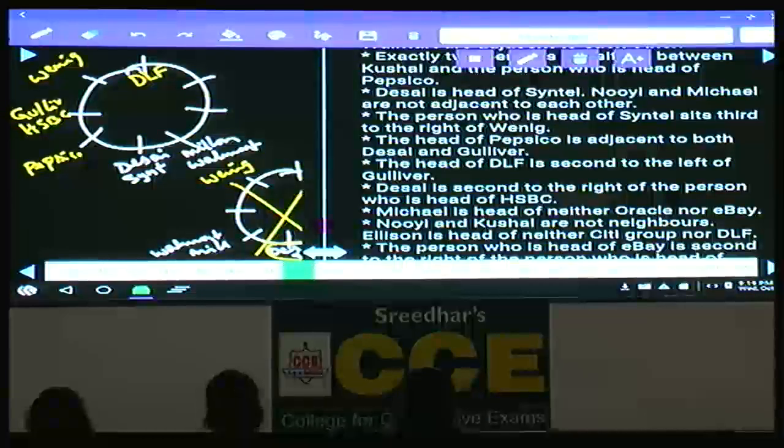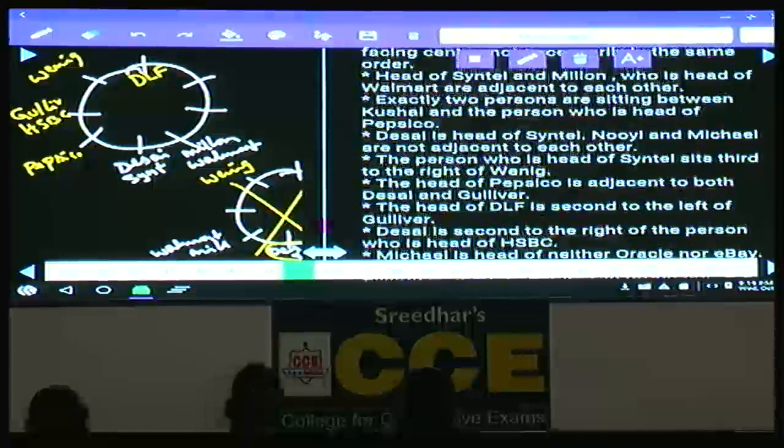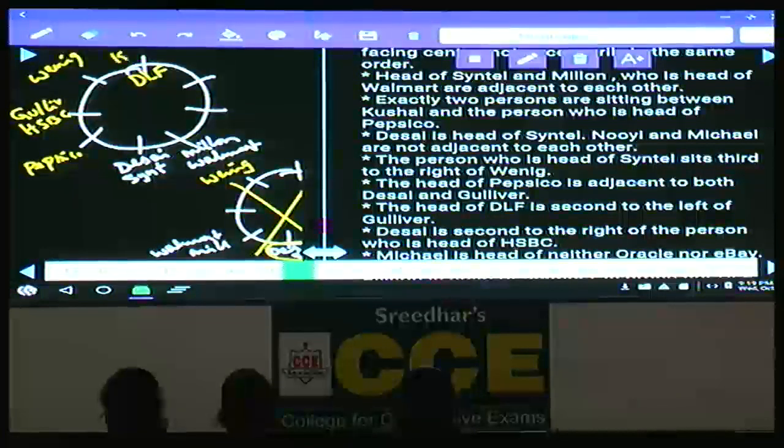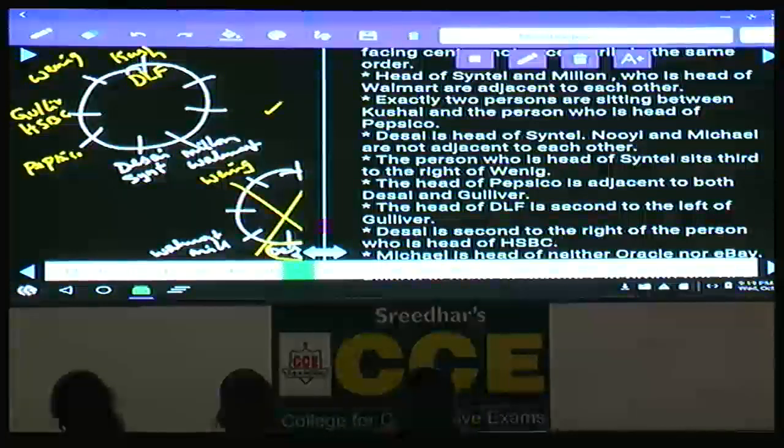And in the first statement, we have one more piece of information. What is that one here? Exactly two persons are between Kushal and the person who is the head of PepsiCo. Between PepsiCo and Kushal, there must be exactly two people. As there must be exactly two people, Kushal can be here. That is one possibility. Then what is the second possibility? Kushal can be here as well. There is a second possibility.